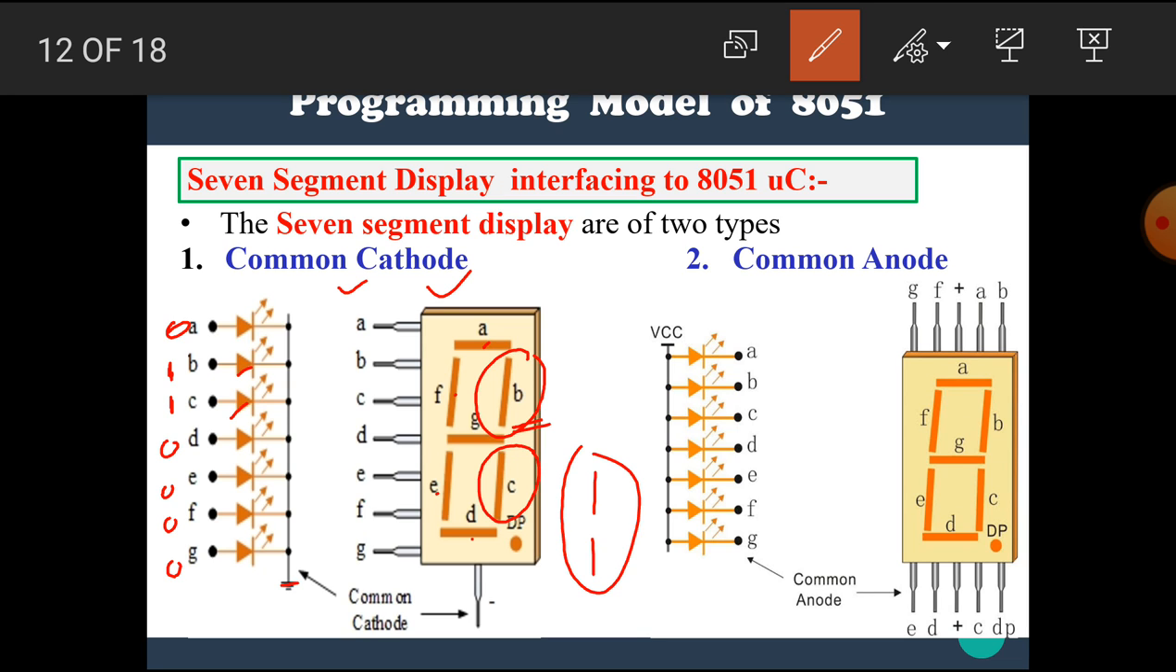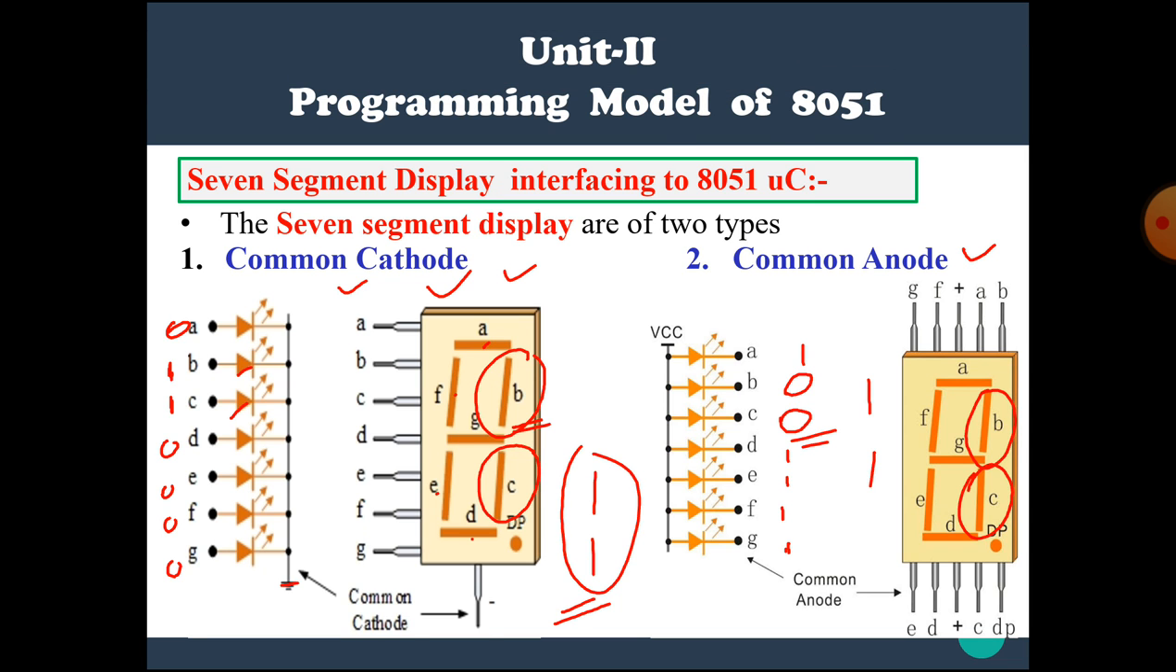And if we want to show 1 on the common anode type, then segment B and segment C should be on. Hence, segment B should be connected with 0, segment C should be connected with 0, and all the other segments connected with 1 to remain off. I hope you all now better understand the concept of common cathode and common anode display.